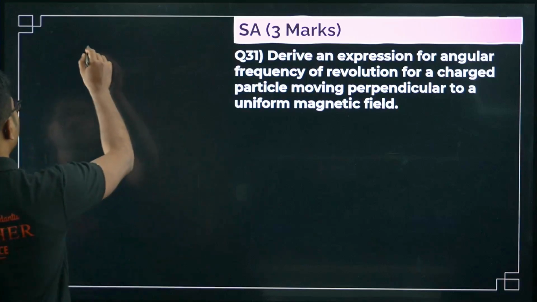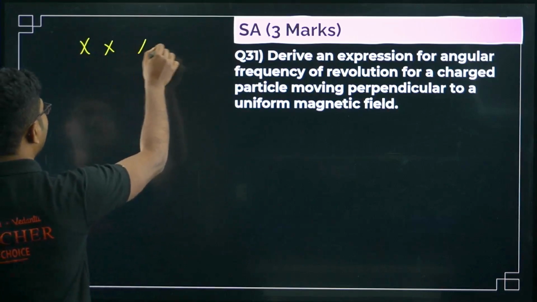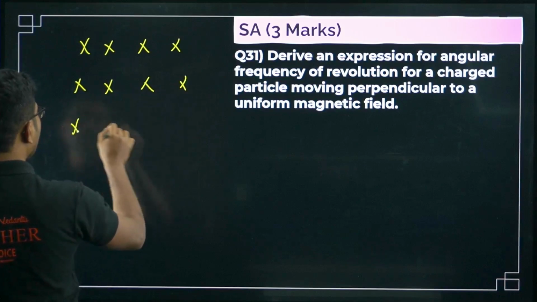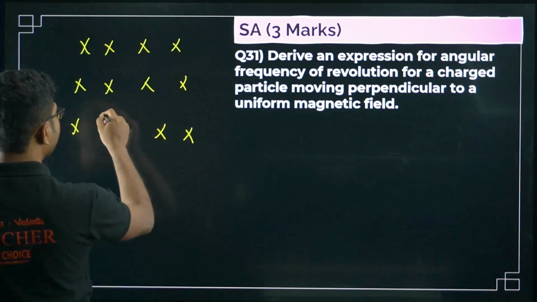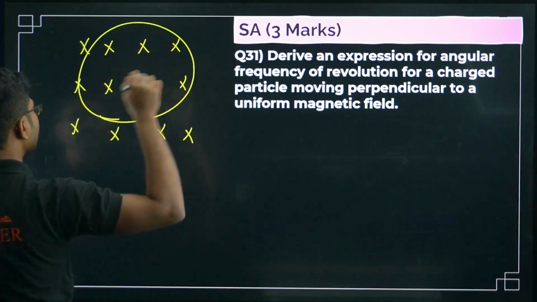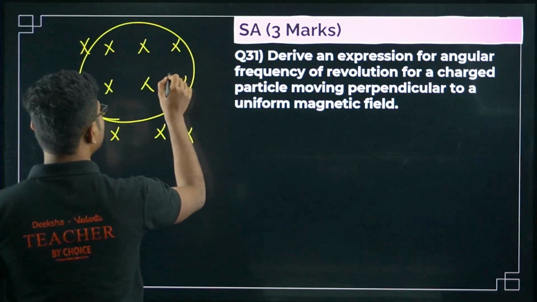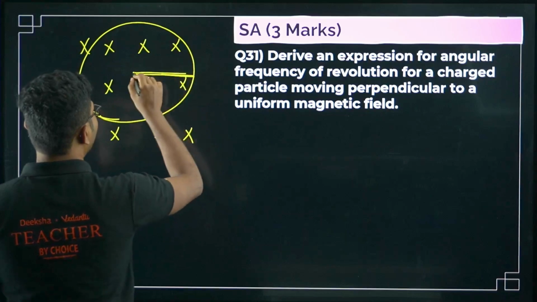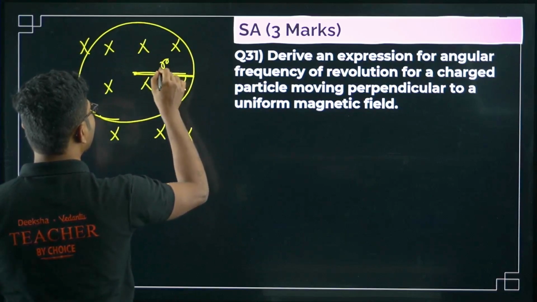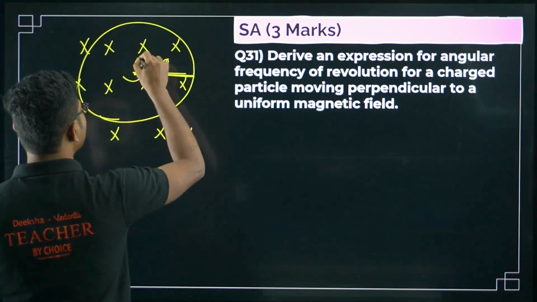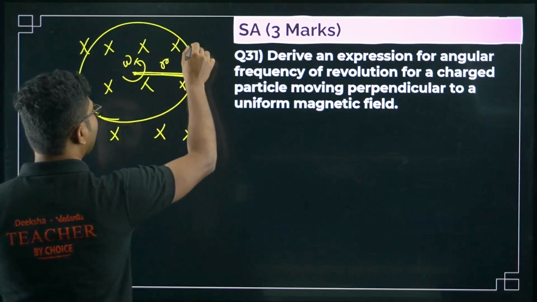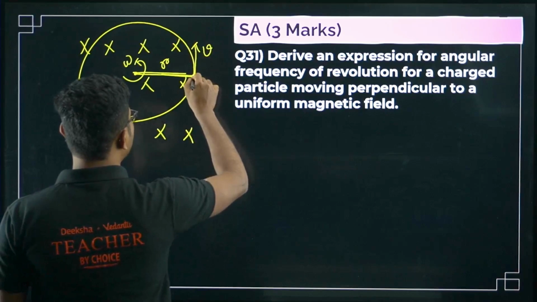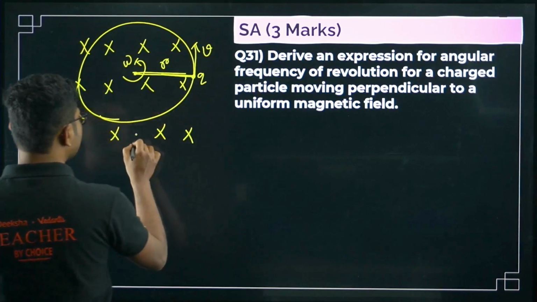magnetic field. Suppose we have a uniform magnetic field directed into the page, and we have a charged particle which is rotating in a circular path. Now when it is orbiting, try to draw the circle better than me. If it is orbiting in a circular path, there will be some angular velocity, say omega, and at this point there will be a linear velocity v. The charge is q, the magnetic field is B.